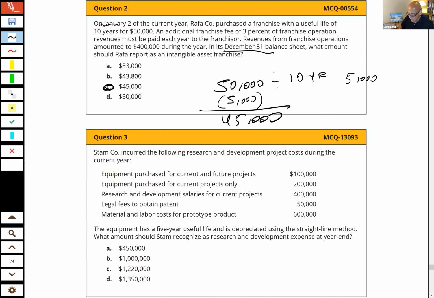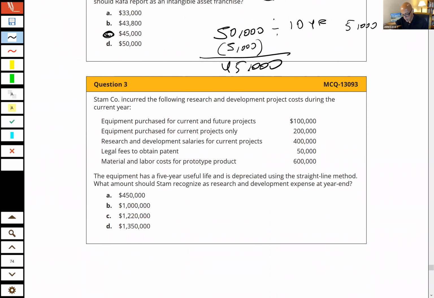Okay, good. Let's look at this one together, question three, so we can move through a little more quickly. I'm looking at this company that incurred research and development project costs during the current year. They give me these different items, and the equipment has a 5-year useful life and is depreciated using the straight-line method. What amount should I recognize as research and development?